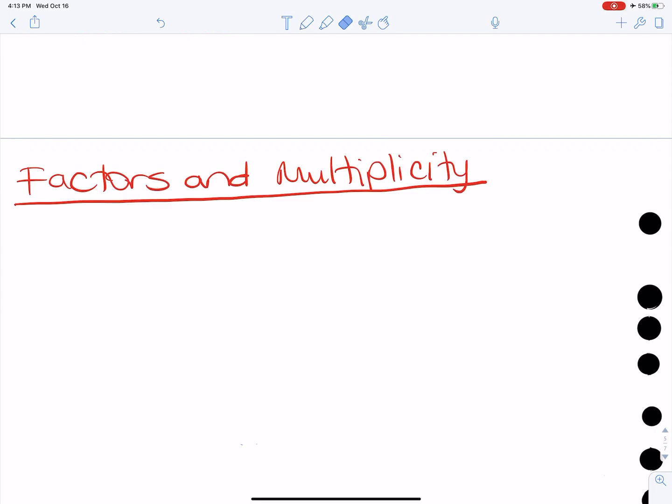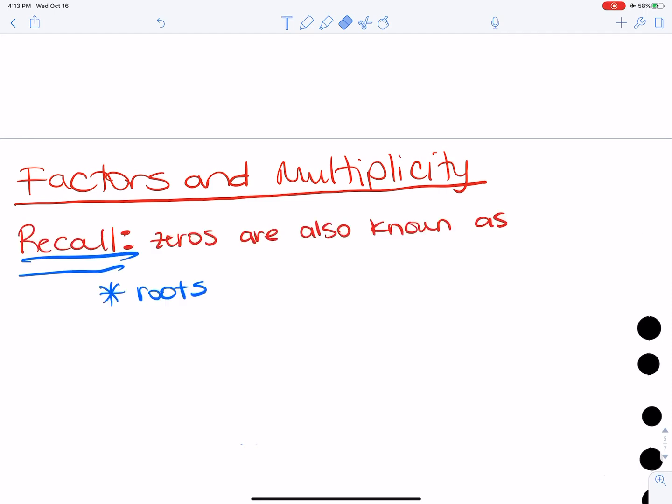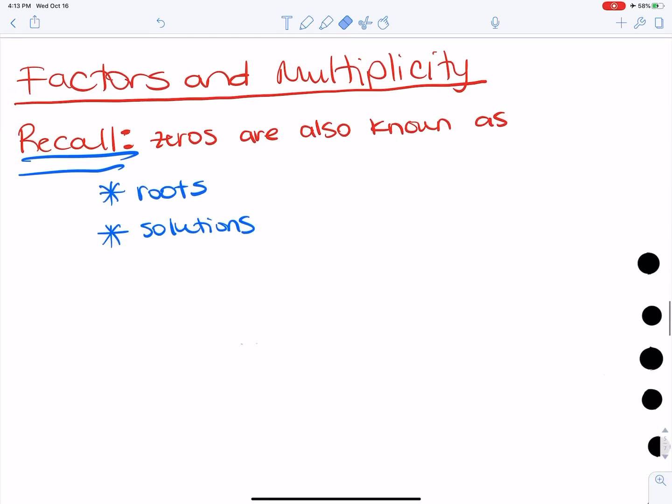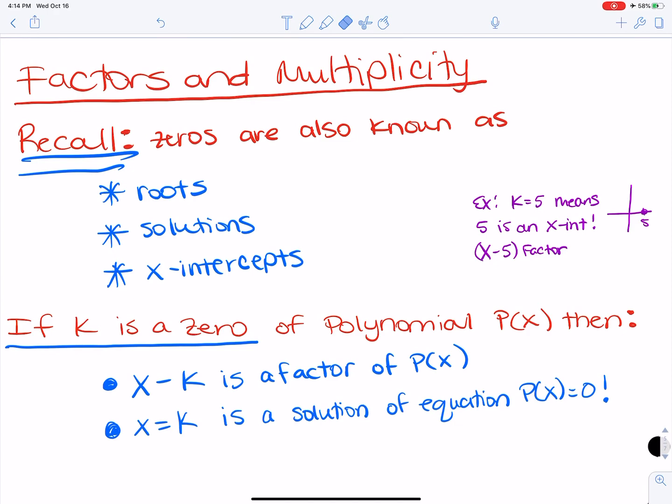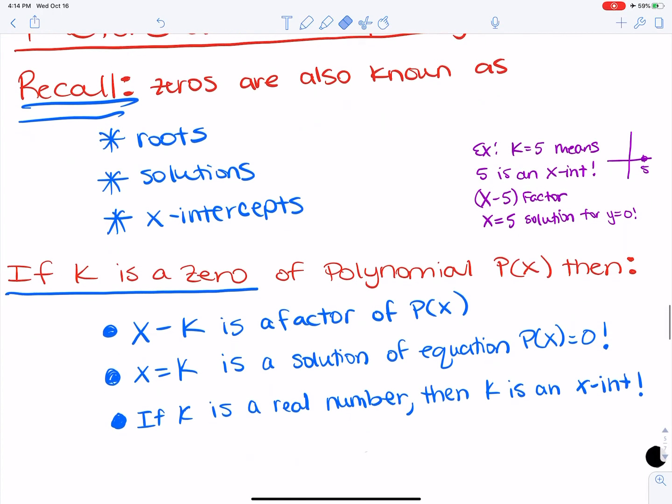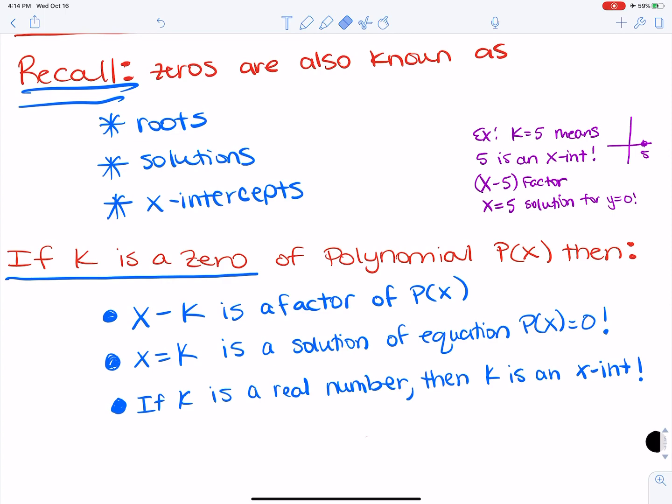Factors and multiplicity. Factors and multiplicity. So again, recall that zeros are also known as roots, solutions, and x-intercepts. Now we have this k thing. And k is going to be a 0. And remember, 0 is nothing but a root, a solution, or x-intercept. So our k is our x-intercept of a polynomial. x minus k is a factor, is our solution, or x equals k. And it's the solution to make the actual problem equal 0. And then if k is a real number, then k is an x-intercept.